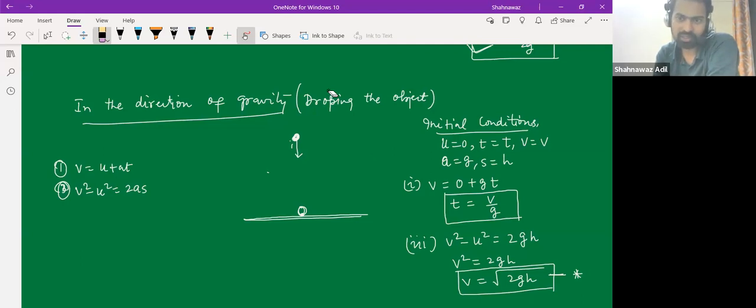So you guys first note it down, and whenever you have any doubt, please ask. Okay, we will do 3 questions. First we'll do the upward, then we'll do the downward, and then we'll do the mixed question. In the mixed question, what we do is that we throw it upwards and then it falls back. So that is the mixed question.